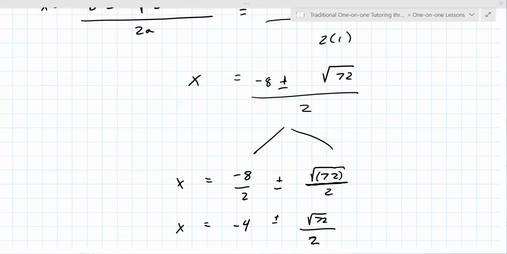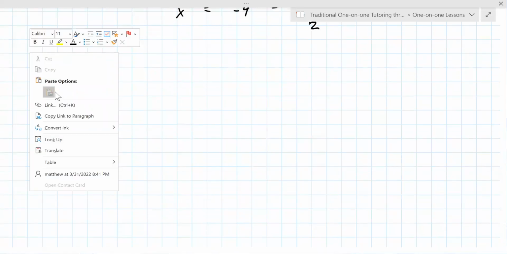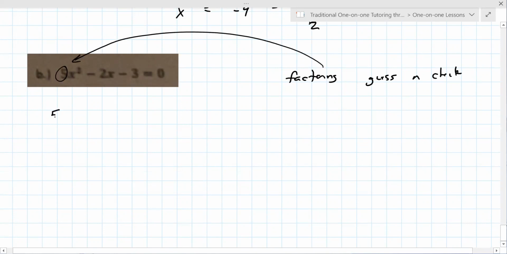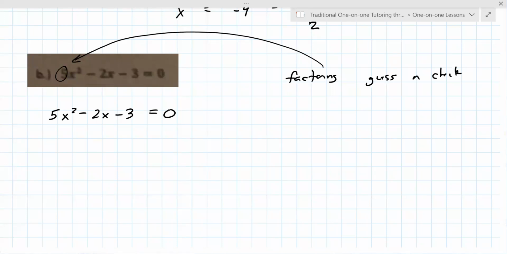Okay, let's look at B. I believe B is a factoring guess and check. We're not going to do it that way. One of the giveaways is this 5 in front. If there's a number in front of x squared, not x, it will commonly be guess and check.